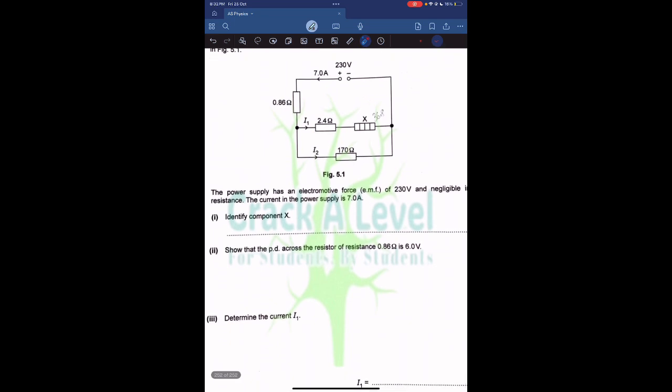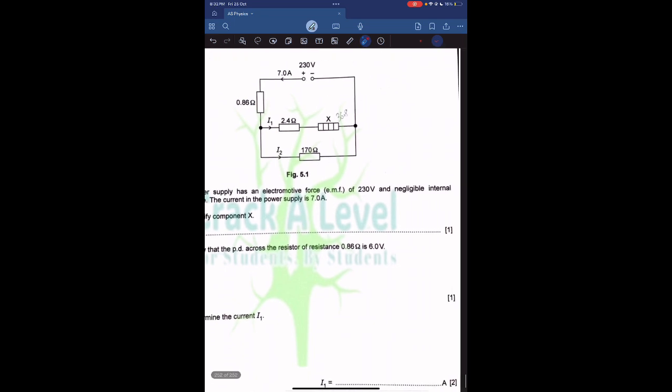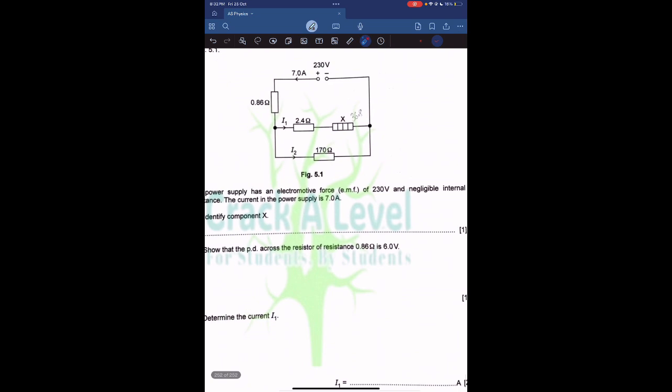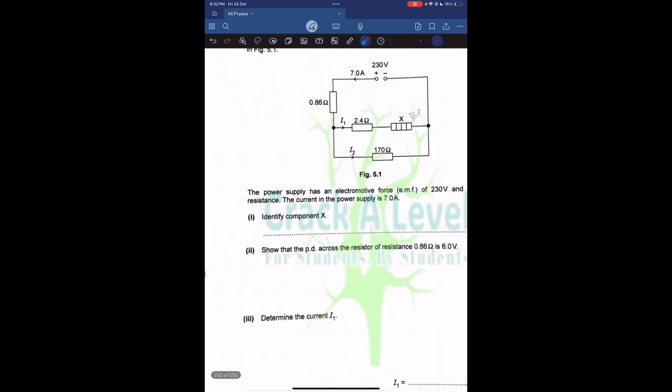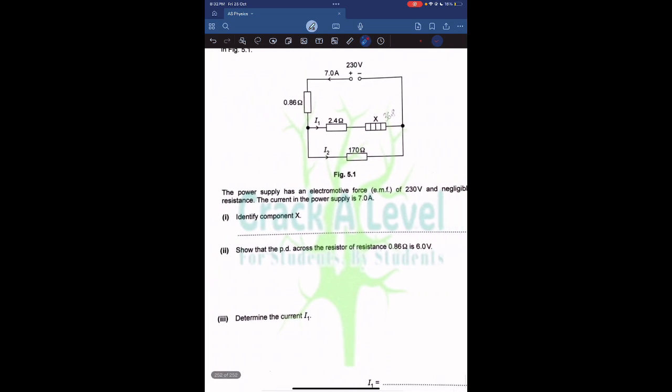The power supply has an electromotive force of 230 volts and negligible internal resistance. The current in the power supply is 7 amp. Identify component X. Component X is actually a heater.